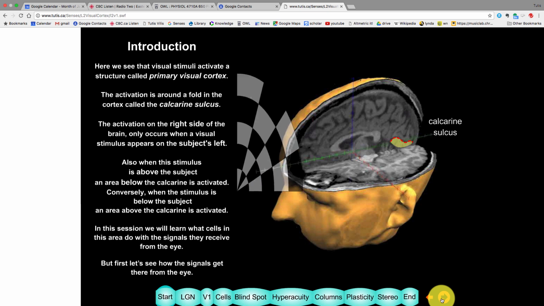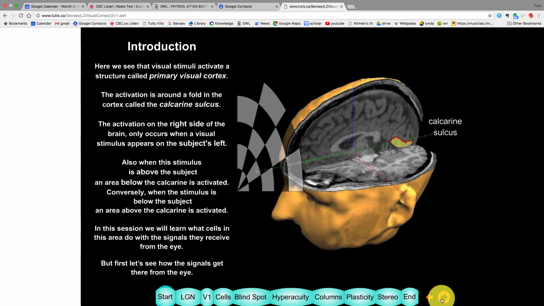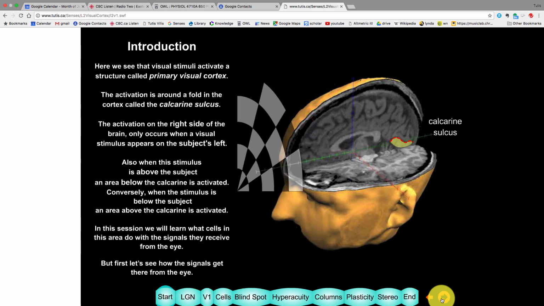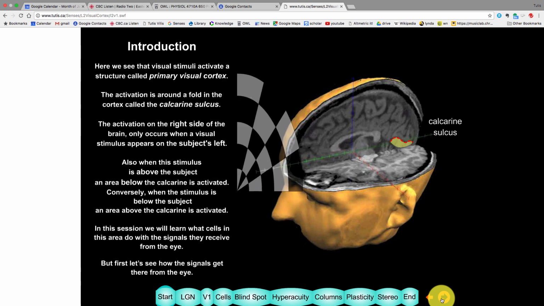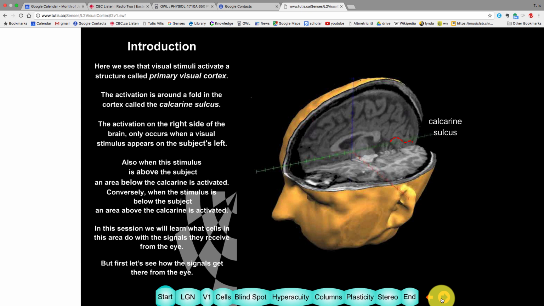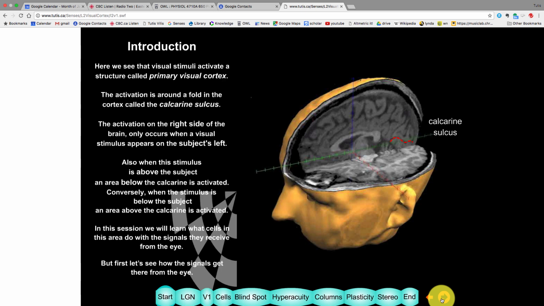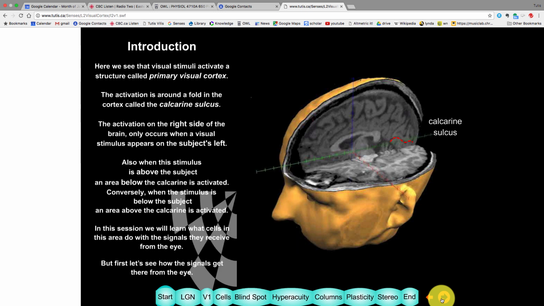Anyways, as you can see here, it's a picture of a brain of one of my students that we took here at the Robarts. And you can see the stimulus going all around his visual fields. There's the left, the right, left, right, upper and lower.